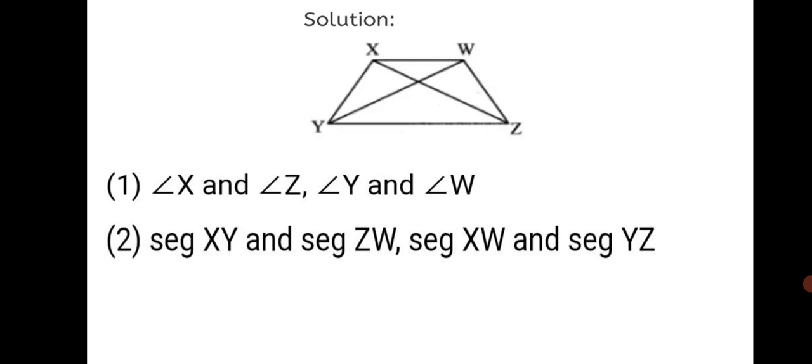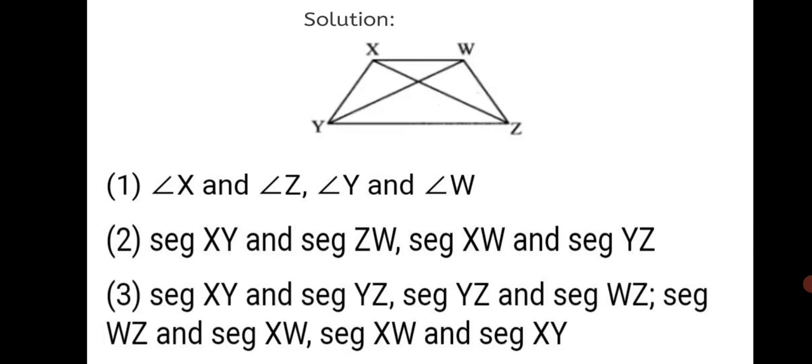Third question, the pairs of adjacent sides. So let's name seg XY and seg YZ is a pair of adjacent sides. Then seg YZ and seg WZ is a pair of adjacent sides where Z is the common vertex. Then seg WZ and seg XW, where W is the common vertex. So they are adjacent sides. And last, seg XW and seg XY, where X is the common vertex. So this way we have written the names of pairs of adjacent sides of the given quadrilateral.